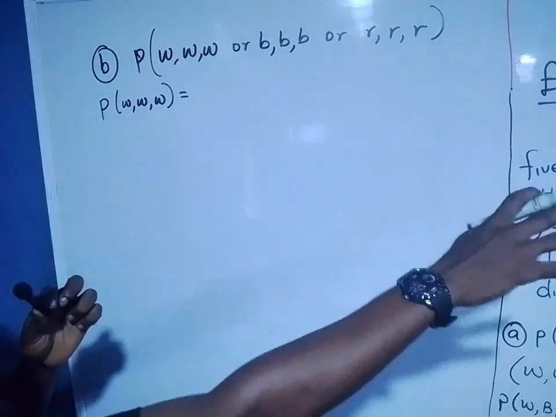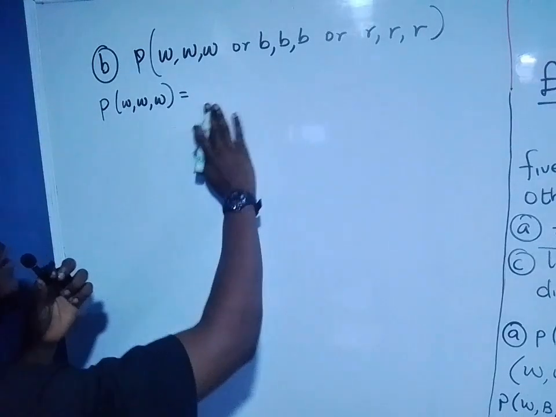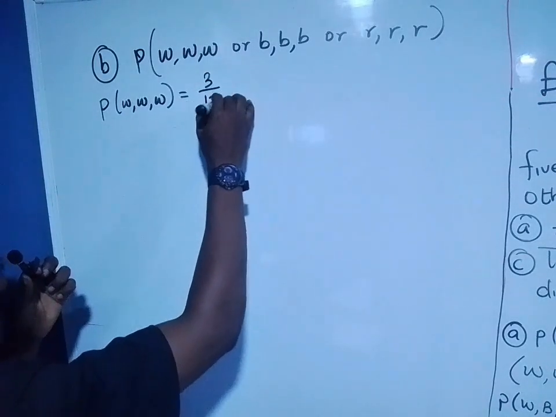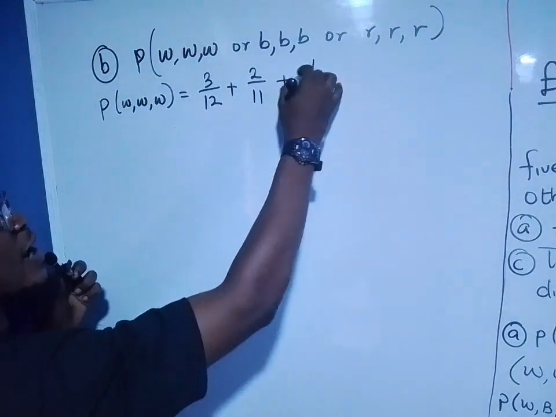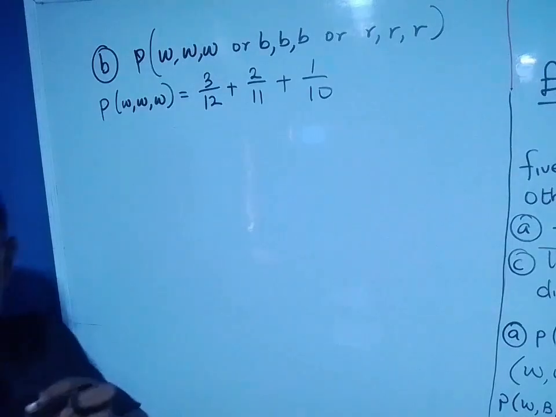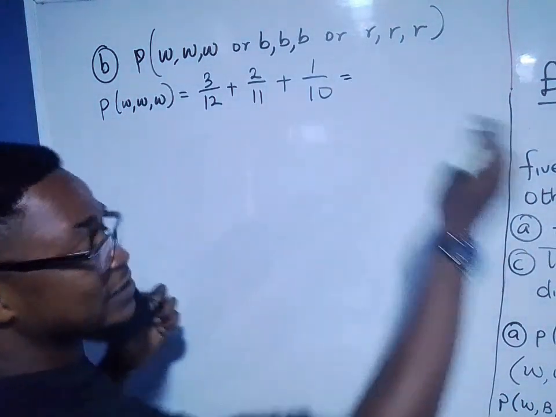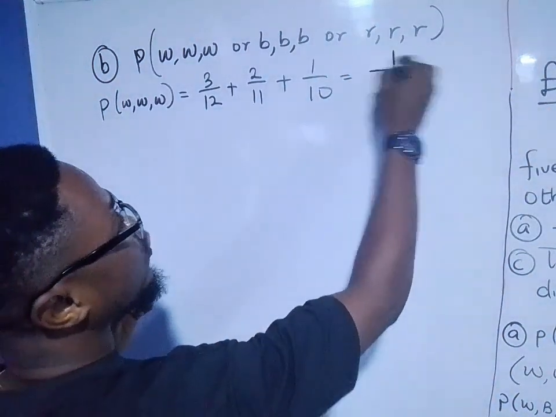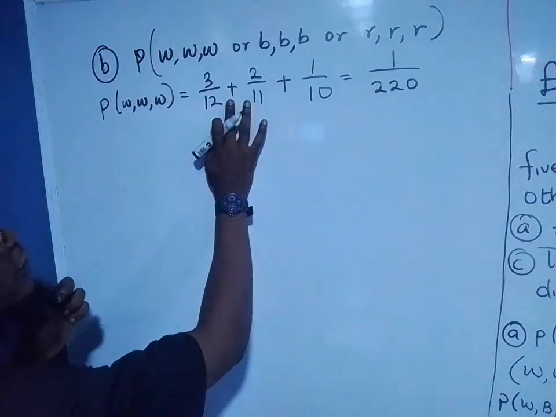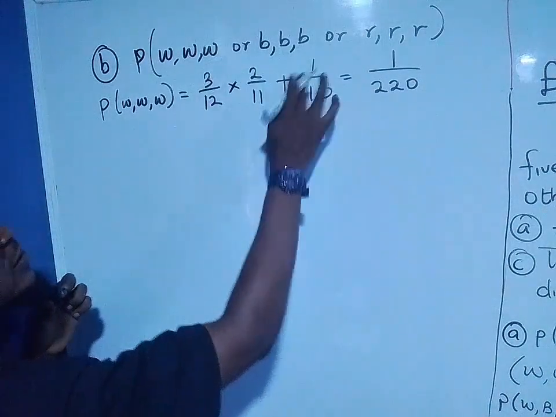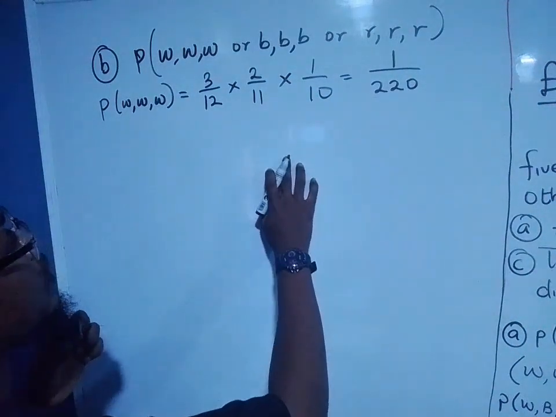White is 3. So we have 1 over 4, which is 3 over 12. 3 over 12, right? Plus 2 over 11 plus 1/10. It is only like this because we are doing it without replacing the balls, right? So what is the answer? 1/220. Is that it? All right. So let's look at, why are we using plus? It's supposed to be and. So this is still it.